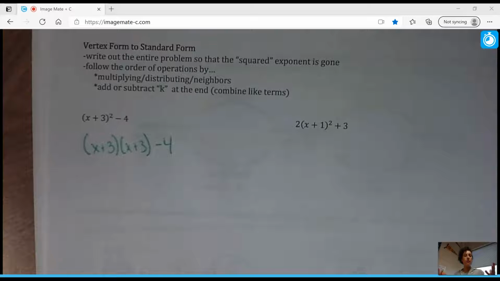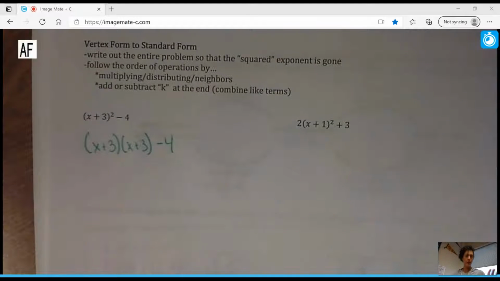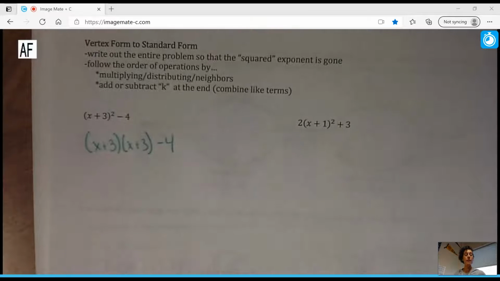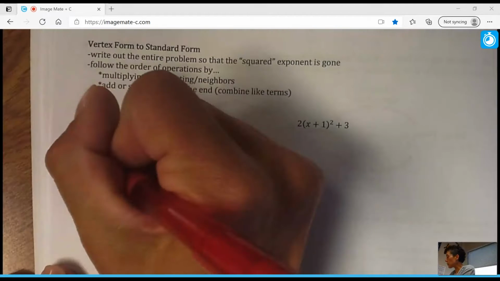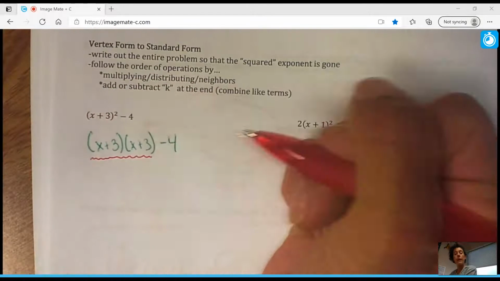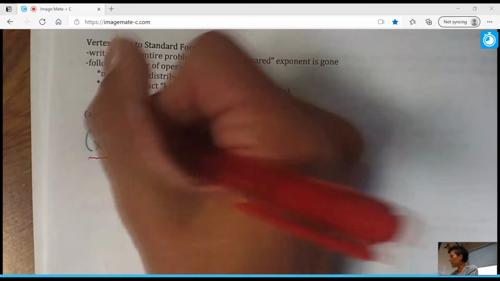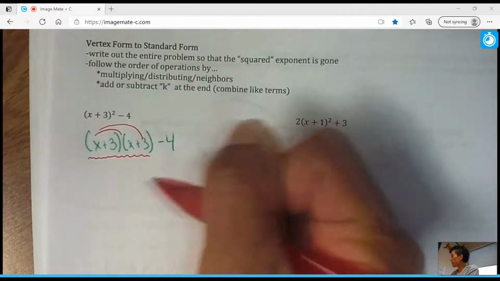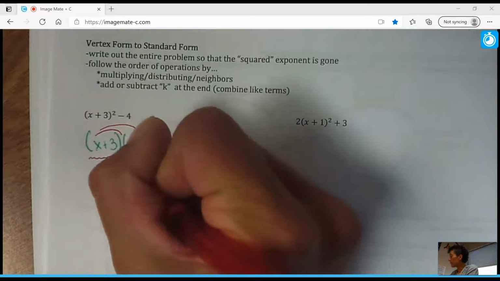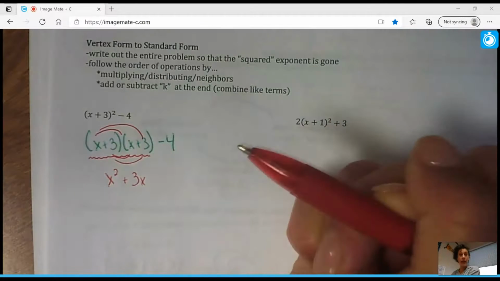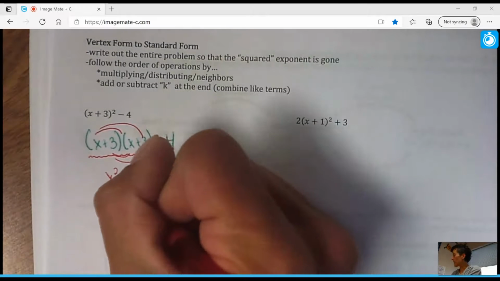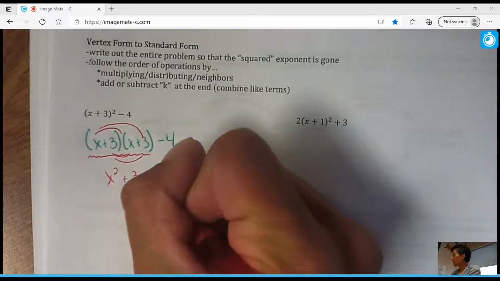Now I'm going to follow the order of operations, technically, because what I want to do is look at my parentheses, and like I said before, when you see parentheses, you should be drawn to those. And what we're going to do is just multiply those parentheses, like what we just did. So x is going to distribute, and I get x squared and 3x. And then this 3 will distribute, or meet x plus 3, neighbors meeting the neighbors, and I get another 3x plus 9.